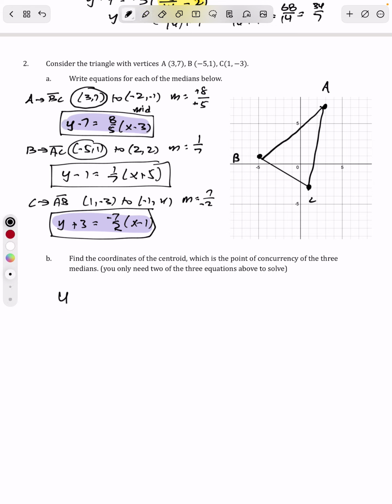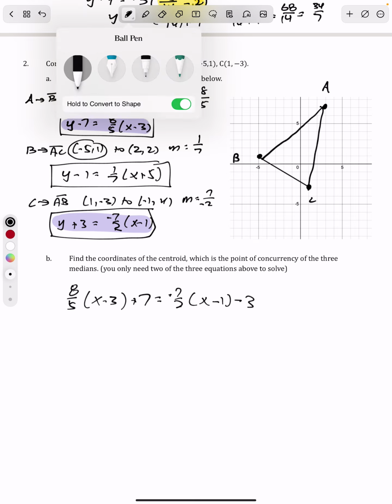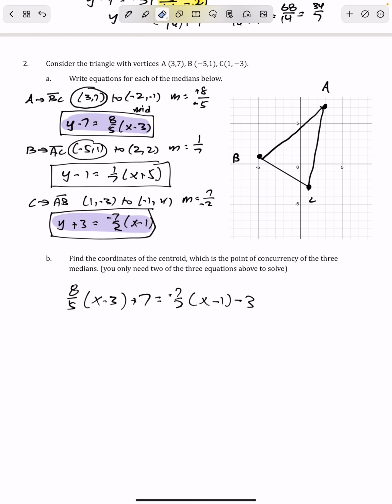So I'm going to set them both equal to y. I'm going to add 7 to the other side of the first. So that's 8/5 x minus 3 plus 7 equals, on the bottom equation here, -7/2 x minus 1, and I'm going to bring the -3 over. And that's the equation I have to solve. That does not look very pretty.